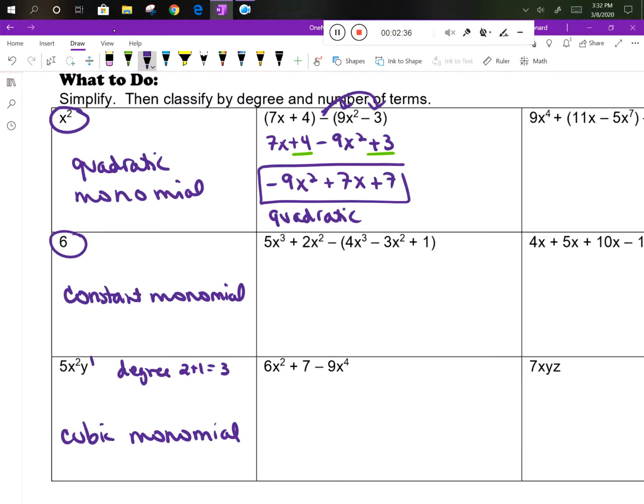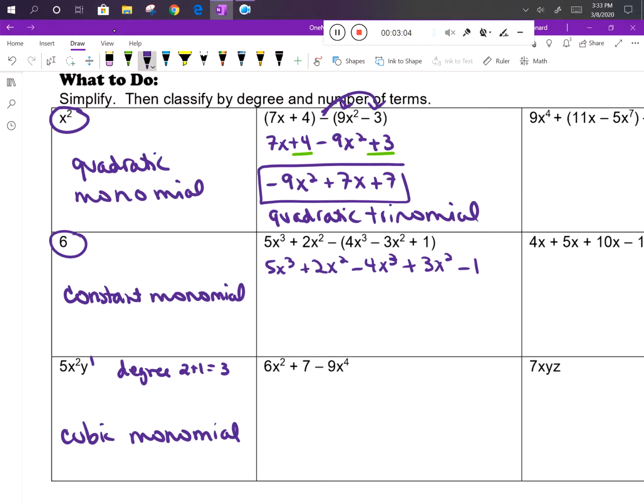But this one has 3 terms. Notice how there are 3 pieces separated by plus signs. So this is a quadratic trinomial. The problem right below that doesn't have any parentheses to begin, but notice a whole bunch of things are being subtracted with that set of parentheses. So I'm just going to rewrite it. 5x cubed plus 2x squared minus 4x cubed plus 3x squared and minus 1. The sign on each of the things inside the parentheses needs to change because each of them was being subtracted.